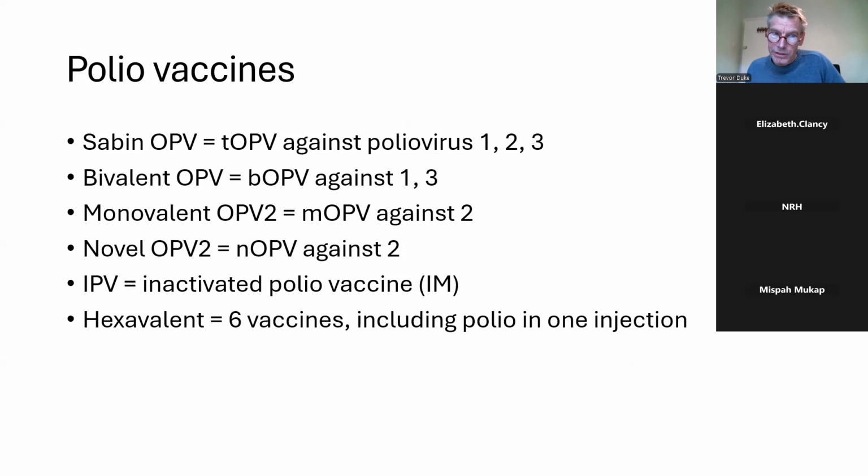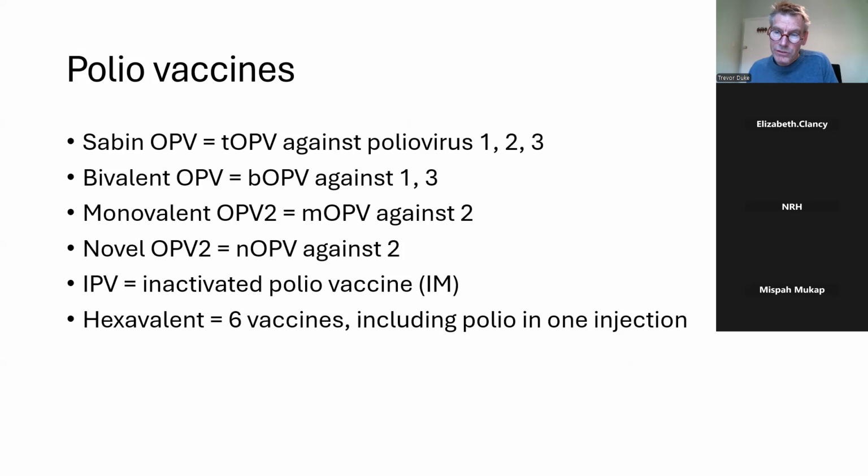Then there's IPV, which is inactivated polio vaccine. You'll hear more about that, of course, and we use that regularly now, and we'll be using that more and more in the future. That is the destination vaccine, inactivated polio vaccine, which cannot cause any polio disease, any paralysis.